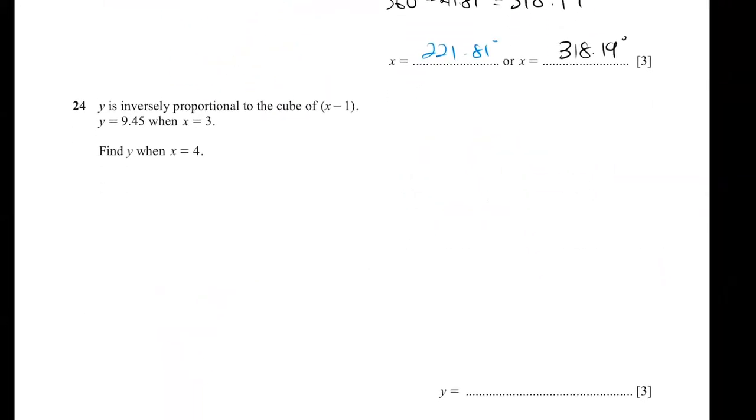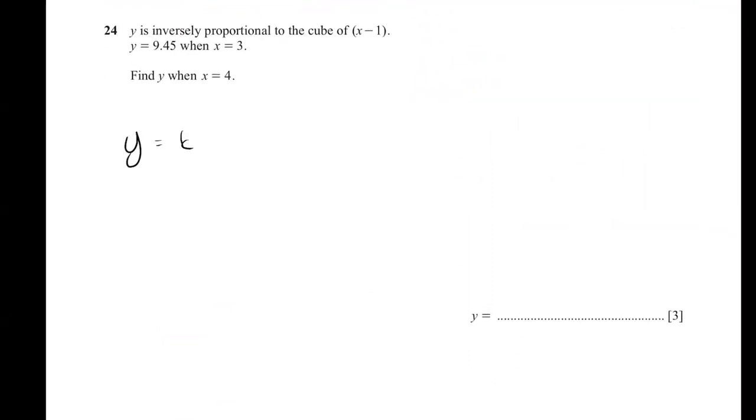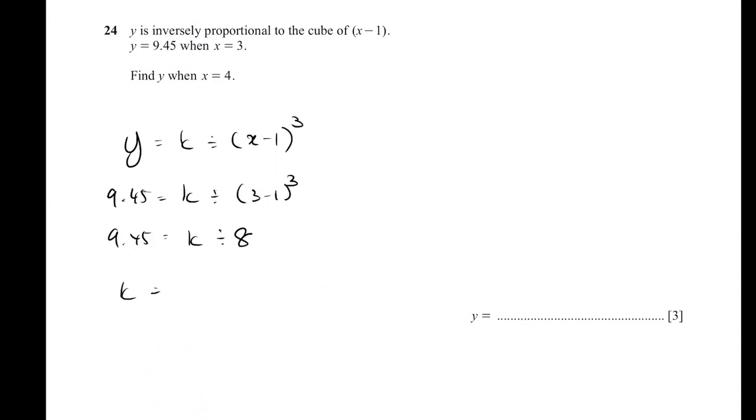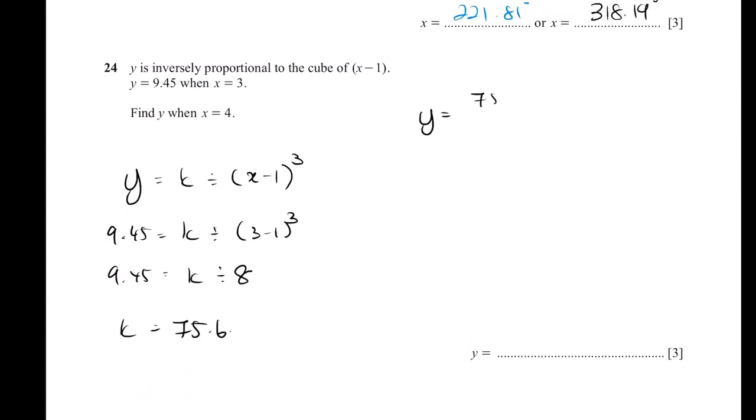y is inversely proportional to the cube of x minus 1. Find k first. y is 9.45, k divided by 3 minus 1 cubed. 2 cubed is 8. So k is equal to 9.45 times 8, 75.6. Right, now you need to find y is equal to 75.6 divided by x minus 1 cubed.